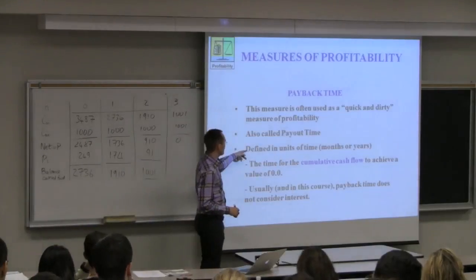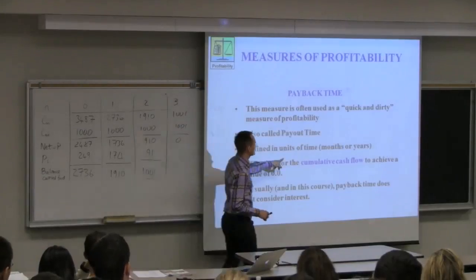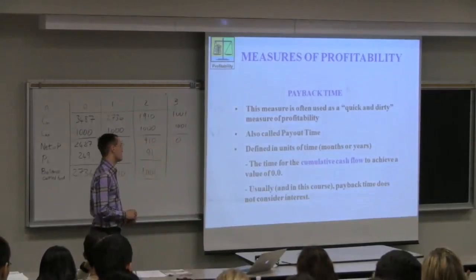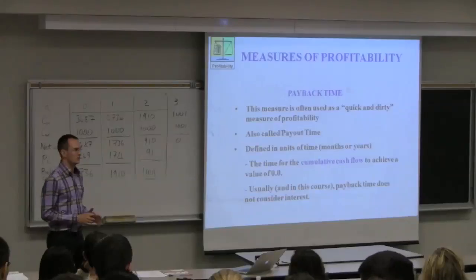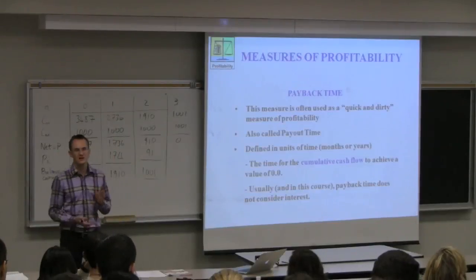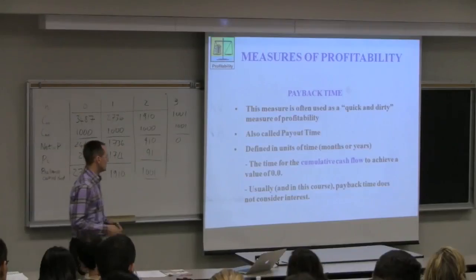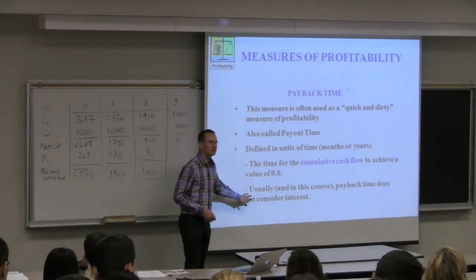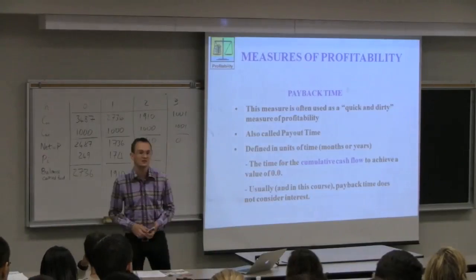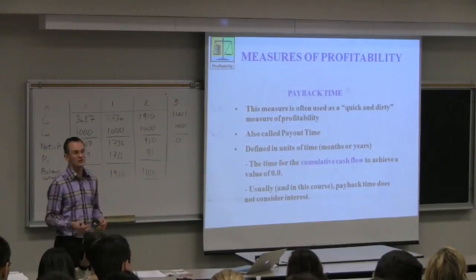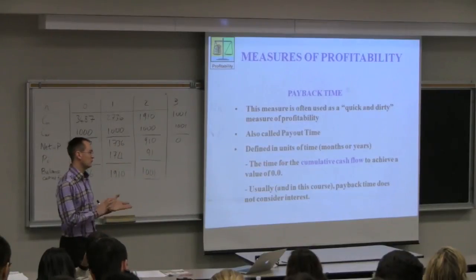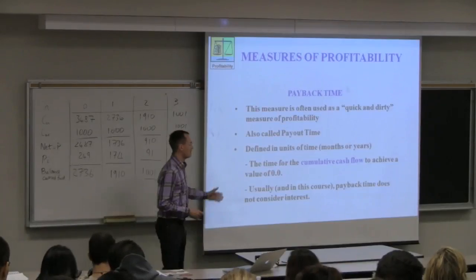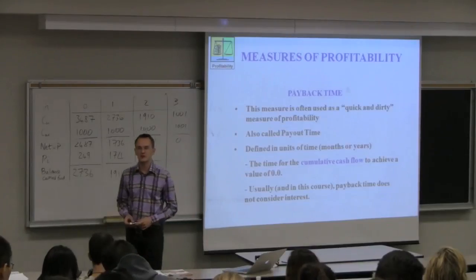It's also sometimes called payout time. What we're looking for is the point in time, either in months or years, where we turn a profit, so where our cumulative cash flow reaches exactly zero. It will usually be in the middle of a period. It's unlikely to coincide with the edge of a period, but it will be in the middle most times. In this course, we're not going to consider interest. In most cases, payback time is considered without interest. You can consider interest, and I'll have a tutorial question on it, where you'll look at the difference between taking time value of money and interest into account versus not. But for the most part, people look at payback time without taking time value of money into account.